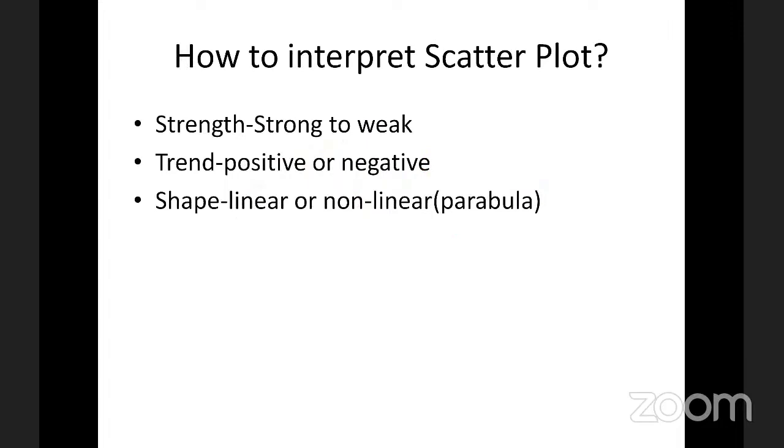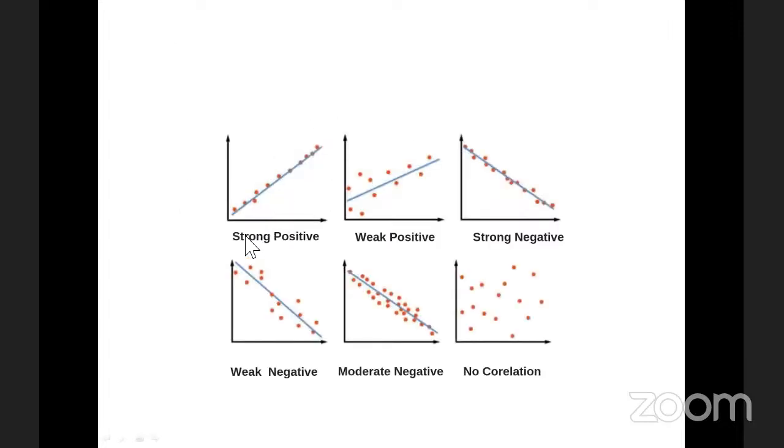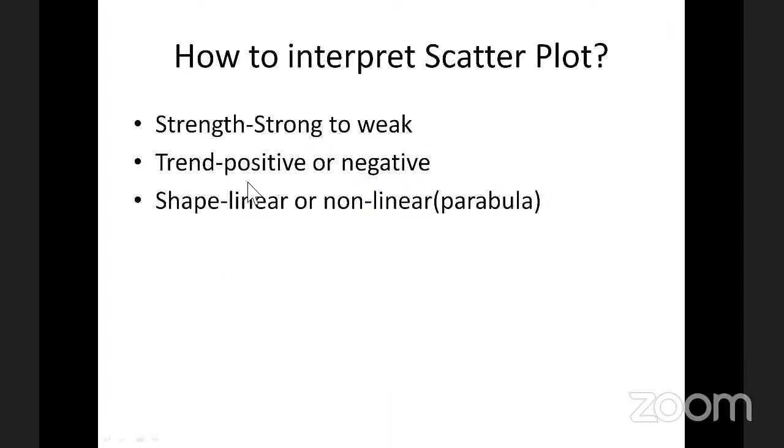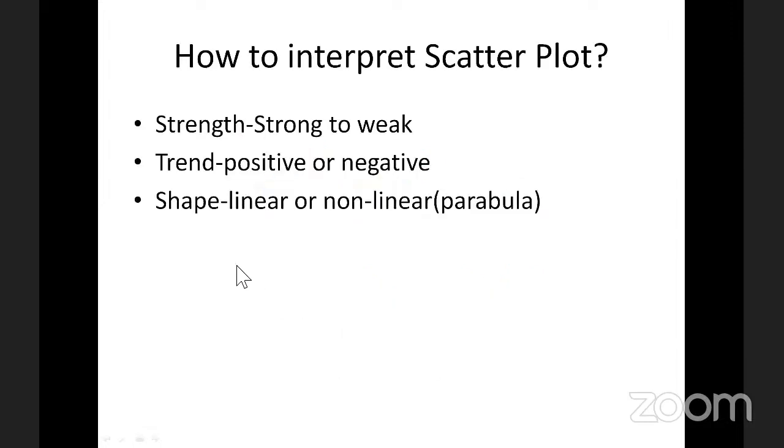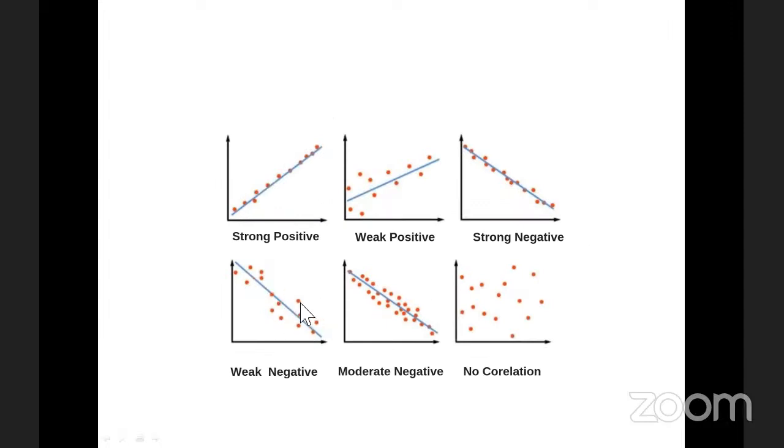Next, how to interpret a scatter plot? It is based on three criteria: the strength, the trend, and the shape. When we see the demo, it will be more clear, but I'll brief it now. Strength means strong to weak, as we saw in the previous slide: this is strongly related, this is weakly related. Trend is positive or negative. In this picture, this is positively related, and this is negatively related. And the shape is linear or non-linear. Non-linear will mostly be a parabola kind of shape like this. And this is the linear relationship.